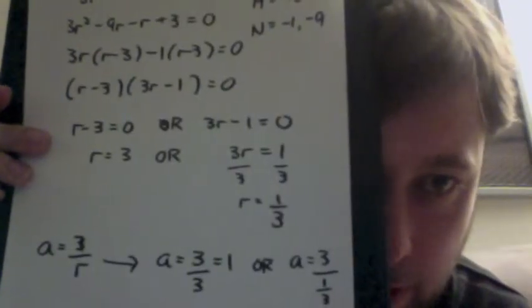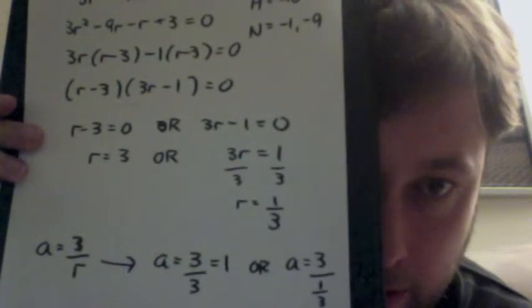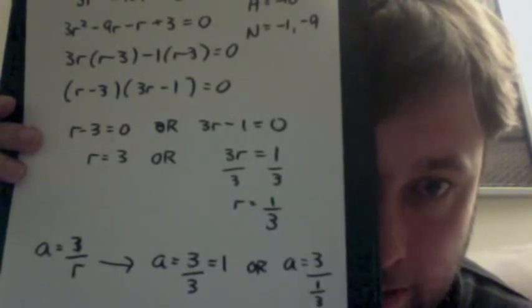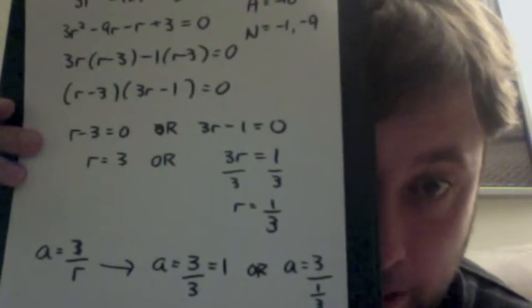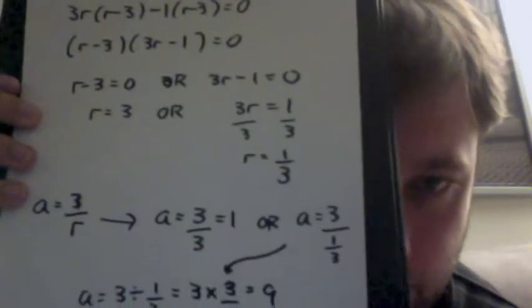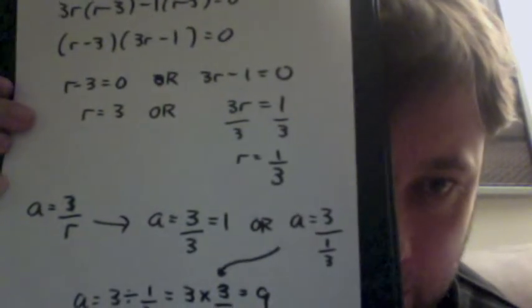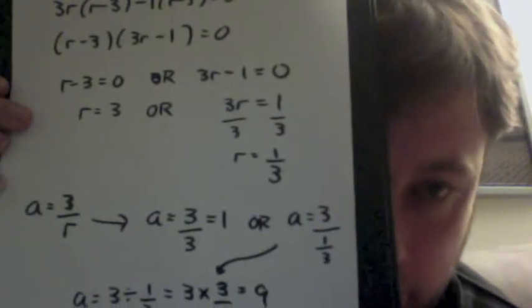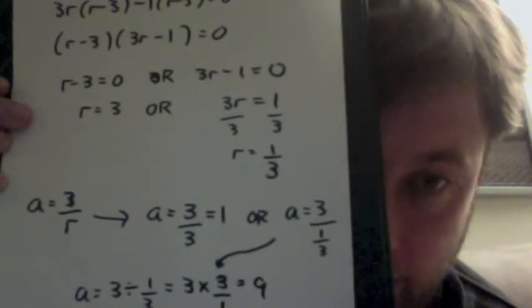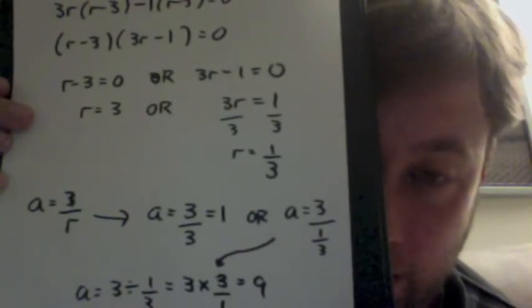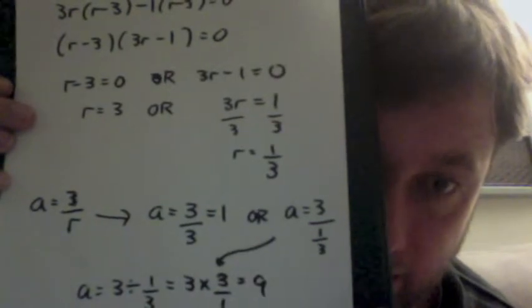So if we go back to our other equation, a is equal to 3 divided by r, that means that either a is equal to 3 divided by 3, which is 1, or a is equal to 3 divided by 1/3. So if you're comfortable with fractions, a is equal to 3 divided by 1/3, which is the same as 3 multiplied by 3 over 1, the reciprocal, and that's 9. And if you're not as comfortable with fractions, just throw it into a calculator and see what you get.